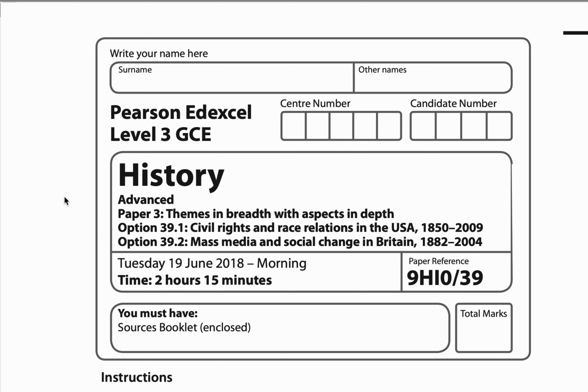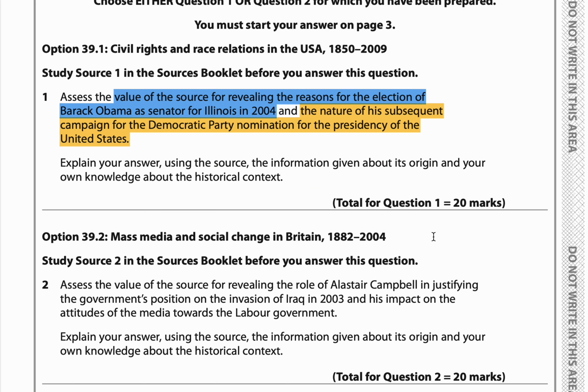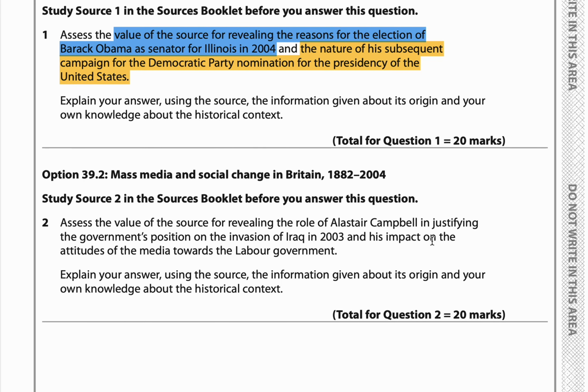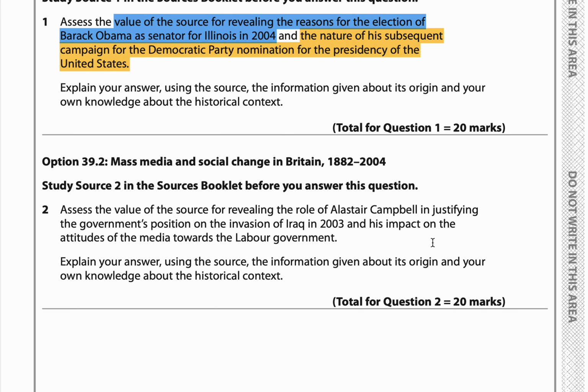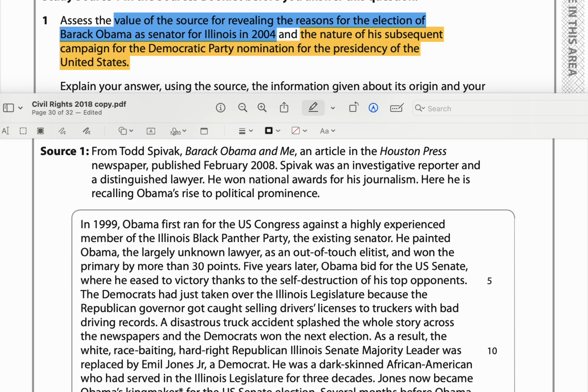Okay, so this is 2018, paper 3, and the question is, assess the value of the source for revealing the reasons for the election of Barack Obama as Senator for Illinois in 2004 and the nature of his subsequent campaign for the Democratic Party nomination for the presidency of the United States. So they are the two inquiries that we are looking at. The value of the source for the reasons for the election of Obama as senator in 2004, and then the nature of his subsequent campaign for the Democrat Party nomination.